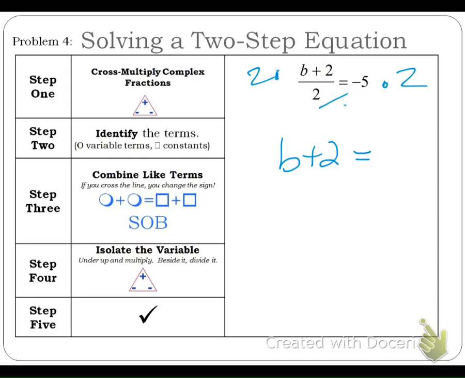Yeah, that was a negative 5 there. So I need to simplify. The 2's cancel out. That's how I get the b plus 2. Negative 5 times 2 is negative 10. So I've cross-multiplied. After I cross-multiply, then I identify my terms, kind of put on those training wheels so that I know what to do next. I have a variable term, a constant, and a constant.